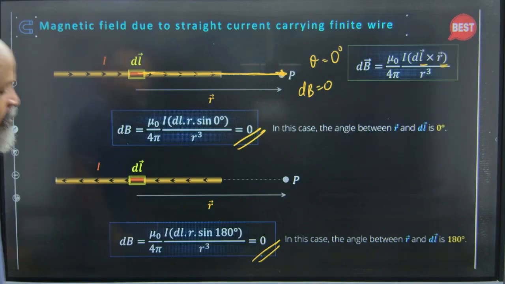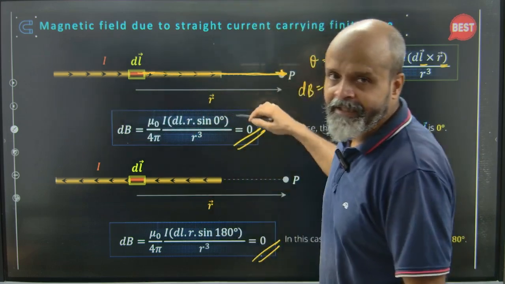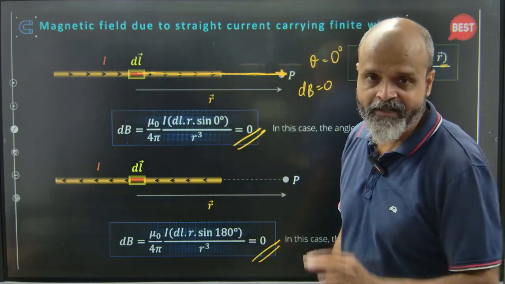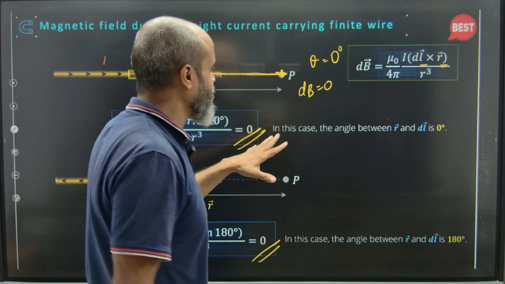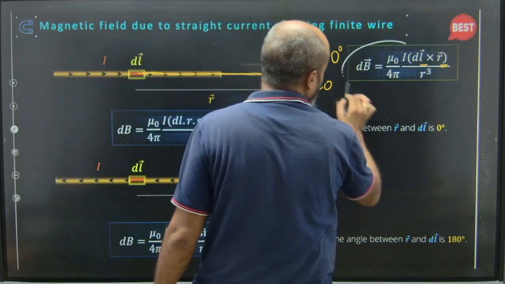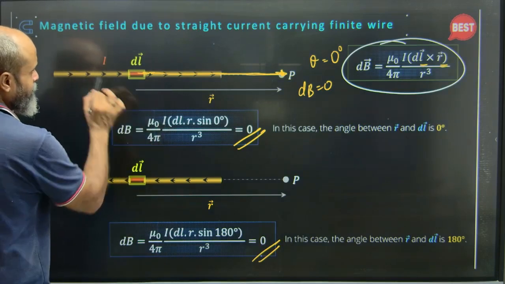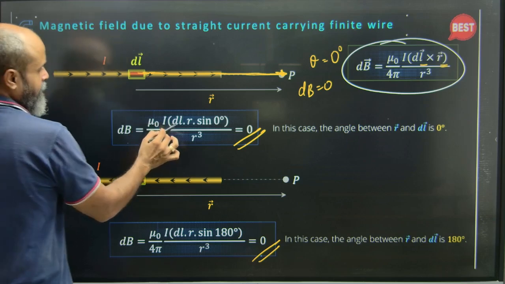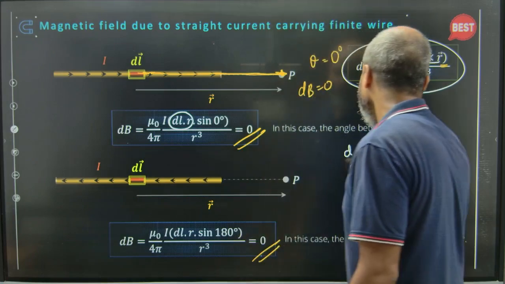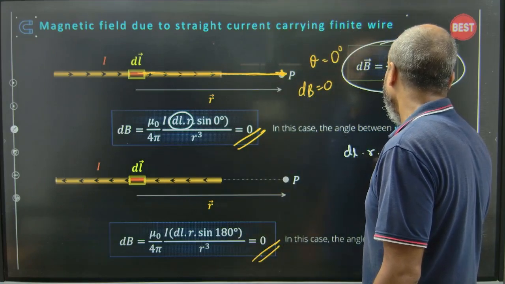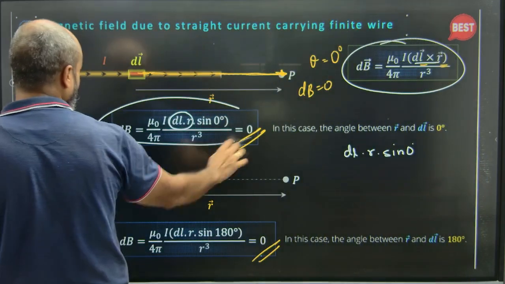Now let's say we take a situation in which there is a wire and there is a point on the axis of the wire. The current is flowing like this. Just by applying this, we have dB equal to mu naught by 4 pi, current I, dl cross r by r cube. What is this? This is basically a vector product, so it will be dl into r into sine of 0. Sine of 0 is 0, so the entire thing will become 0.